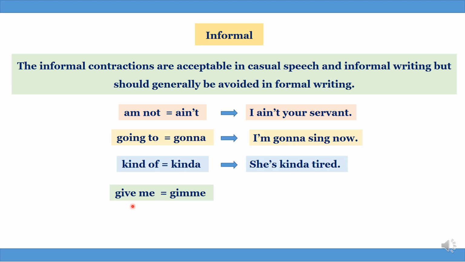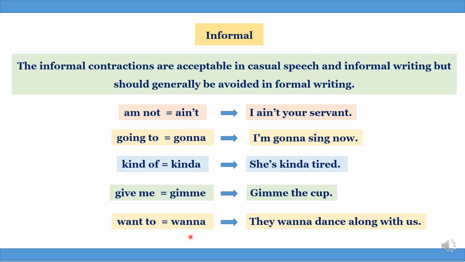Next example, give me. After contraction, it becomes gimme. Example, give me the cup. Next example, want to. After contraction, it becomes wanna. Example, they wanna dance along with us. See, now all these are informal contractions and they are not acceptable in formal writing. They are only acceptable in casual speech and informal writing.